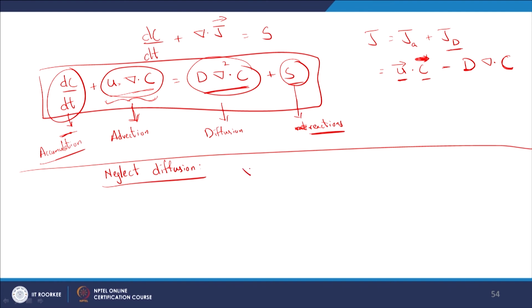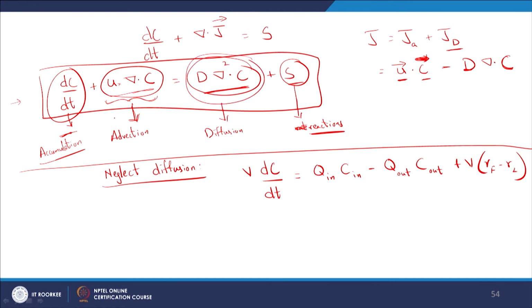And so we are going to end up with V dc by dt is equal to q in C in minus q out C out plus volume into rate of formation of the compound minus rate of loss of the compound. So let us see what we have here. So more or less if you multiply this particular equation by V and then neglect diffusion and take this advection term to the right hand side, this is what you end up with.